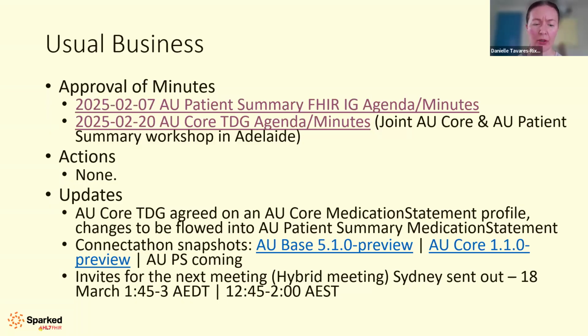So for the Connectathon coming up, we're trying to get the snapshots published as soon as possible. Now, AU Base has been published already, so you can find the AU Base Connectathon snapshot. It's published as 510 preview. AU Core got published last night, and it includes the medication statement agreements in it. That's published as 110 preview. And Patient Summary is coming. I think that's probably more like Monday next week. Well, hopefully Monday. I think that really depends on the cyclone and network and power as to whether it's a Monday or later in the week.